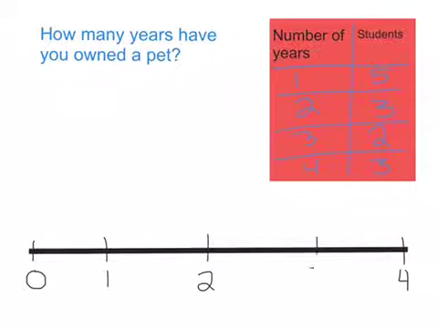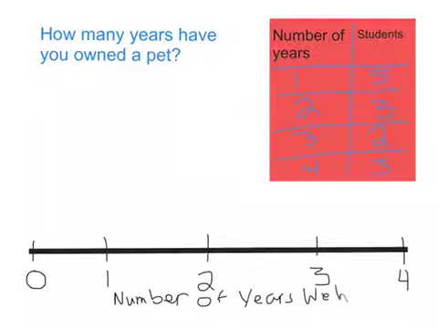So this is representing the number of years we have had our pet. I had to squish it in there a little bit. So that's how we label this line plot, and it also serves as a title. It's the number of years we've had our pet.